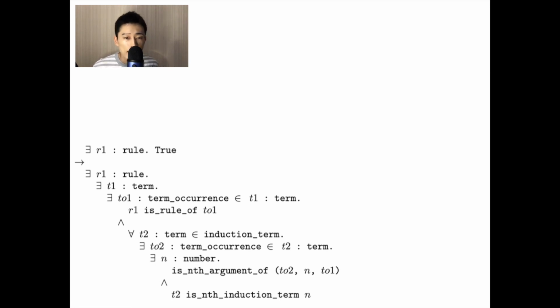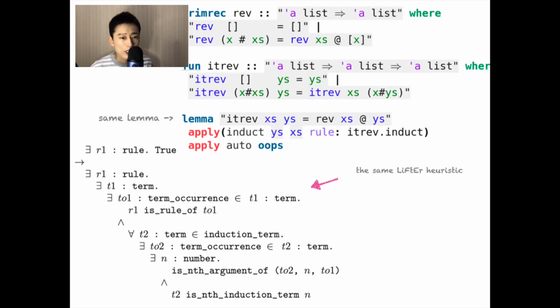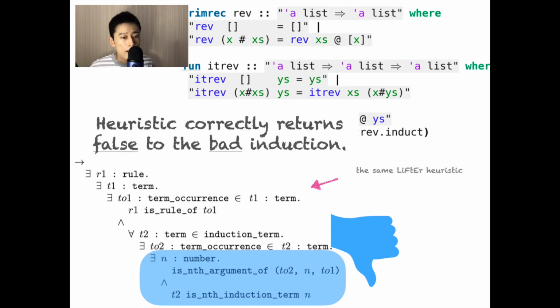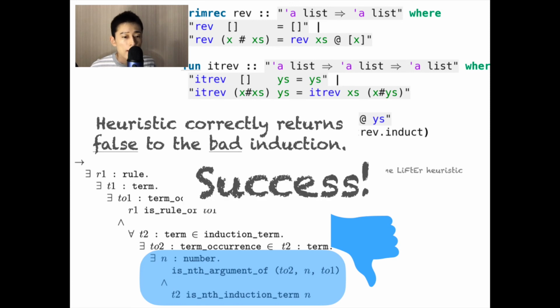What happens if we apply the induction tactic in a bad way to this proof goal? Here we have the same lifter heuristic and same proof goal, but the application of induction is bad. We flipped the order of induction terms. If we apply the lifter heuristic to this application of induction tactic, there does not exist a natural number n that satisfies the conjunction. So the lifter heuristic returns false to this bad application of induction tactic, which means the heuristic correctly judged that this application of induction is bad. In other words, the heuristic managed to differentiate good applications of induction tactic from bad ones.